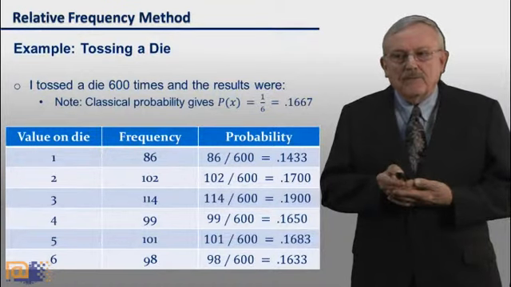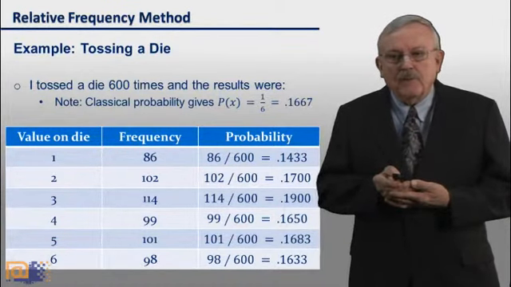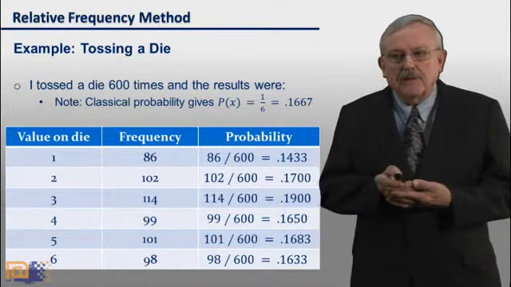A 1 is 0.1433, a 2 is 0.1700, a 3 is 0.1900, and so on.